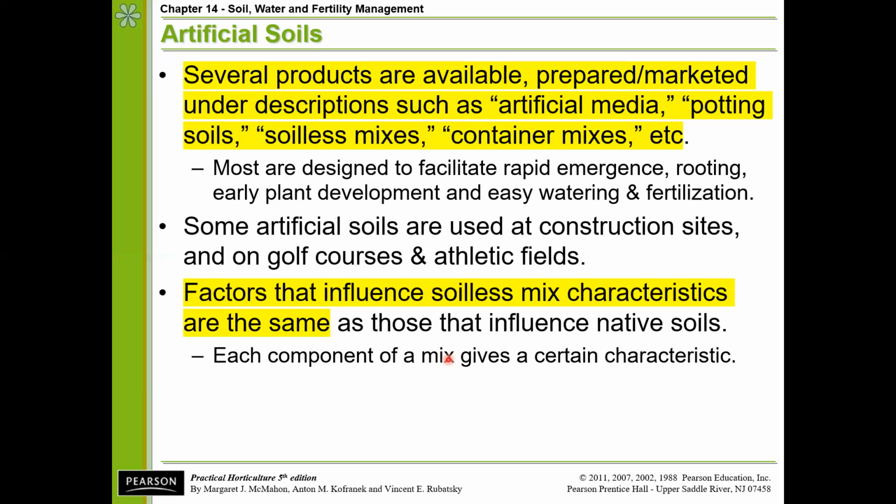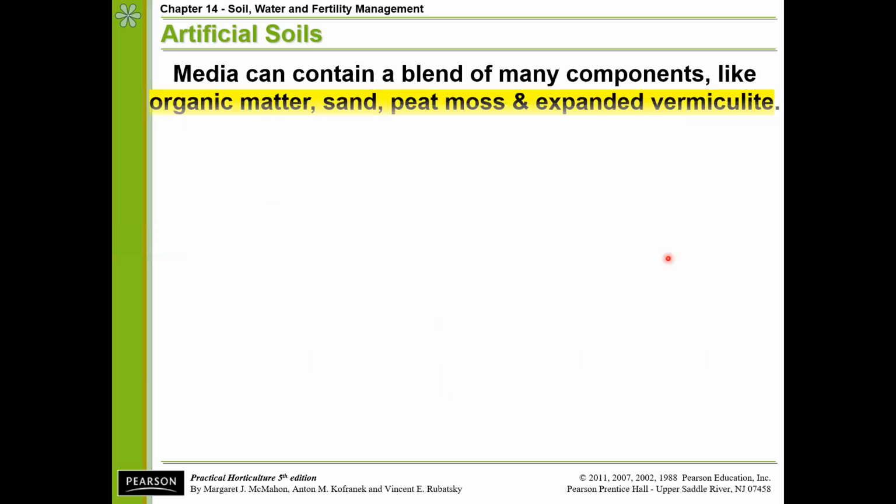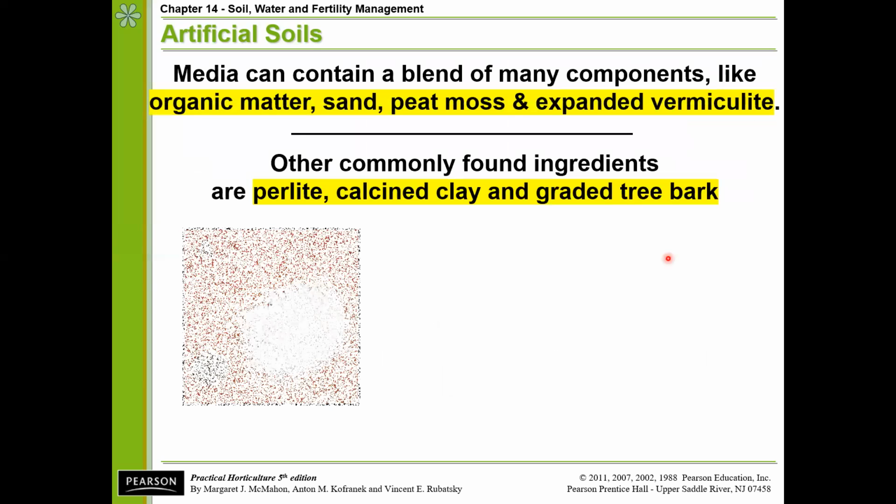Each of your components in the mix is going to impart a different characteristic. And it allows you to custom tailor that mix to what you're growing. So we don't usually use artificial soils, soilless mixes, on a large scale. We're not usually using them in the field. We might use them as an amendment to the natural soil. Now they do use them in some cases in construction sites, on athletic fields and golf courses, in particular areas. But mostly we're thinking of controlled environment agriculture and greenhouses, etc.